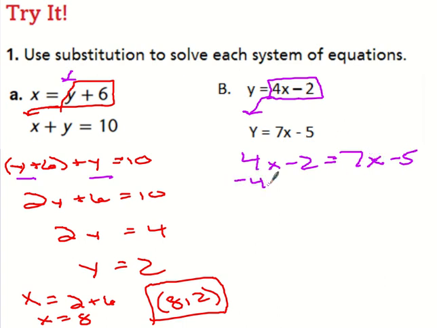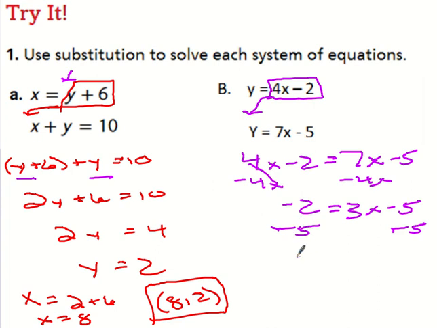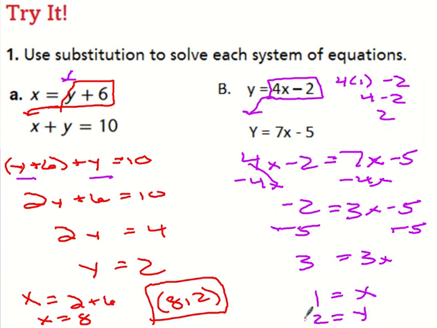Just follow our rules of solving equations. Subtract 4x on both sides. I'm left with negative 2 equals 3x minus 5. And now I can just solve from here. So I get x equals 1. Because x equals 1, I'll plug that in: 4 times 1 minus 2. Well, that's 4 minus 2, which is 2. So my solution is x is 1 and y equals 2. That would have worked here too: if I plug in 1 for x here, 7 times 1 minus 5 is 2.